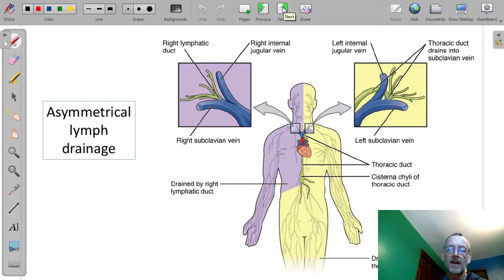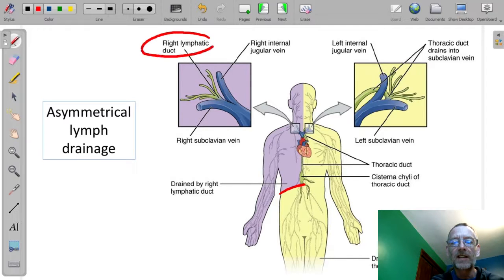This slide shows a couple of things. The drainage patterns of lymph in the body are not symmetrical. So the right upper quadrant, as shown in purple, collects lymph from those areas of the body above the diaphragm and the right side of the upper trunk and the upper extremity. All of that lymph flows into, it returns ultimately to the venous blood at the right lymphatic duct.